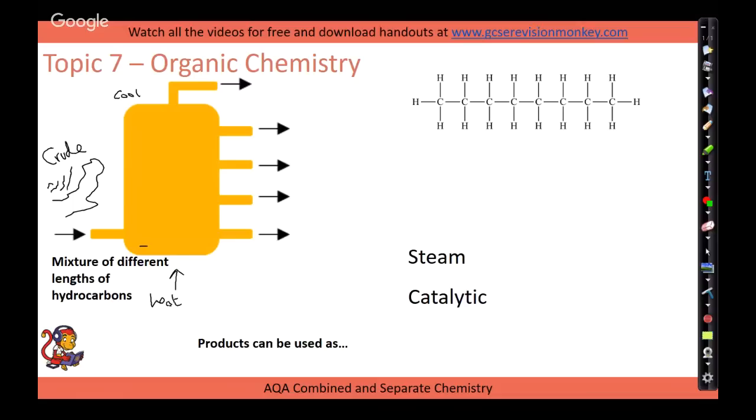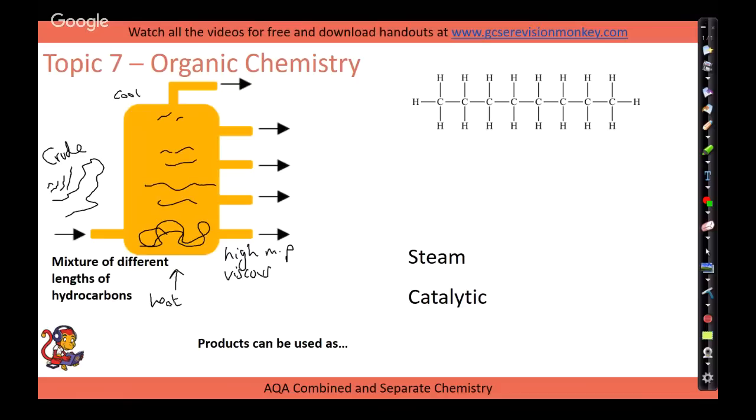We've got long ones coming out the bottom. So the longest chains coming out the bottom have a really high melting point, high boiling point, and they are really viscous. They are thick. That means they don't flow easily. Thick and gloopy. At the top of the tower is where you get your really short hydrocarbons, and longer, and so on and so forth.